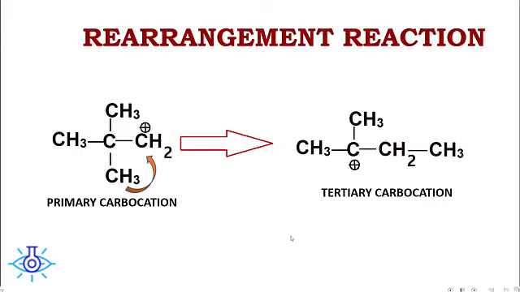Now why is this rearrangement occurring? When we compare the stability of this primary carbocation with the tertiary carbocation, the tertiary carbocation is more stable than the primary carbocation. So this rearrangement does not require any reagent. Automatically this shift occurs, or the methyl shifts to this position, forming a tertiary carbocation because tertiary carbocation is more stable than primary carbocation. Since a rearrangement has occurred here, we categorize this reaction under rearrangement reaction.